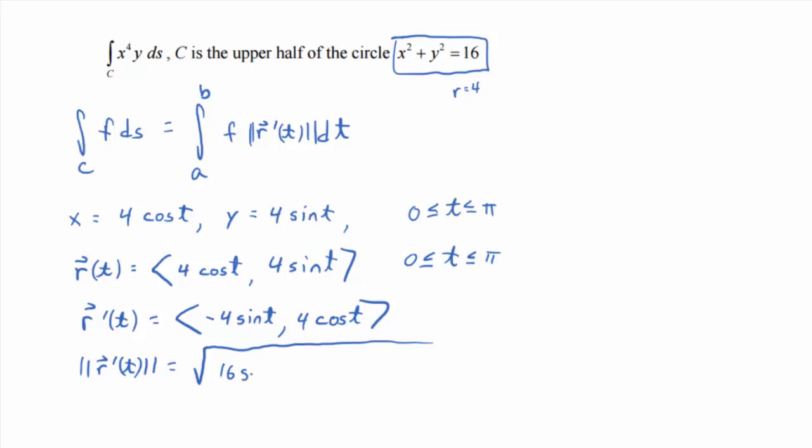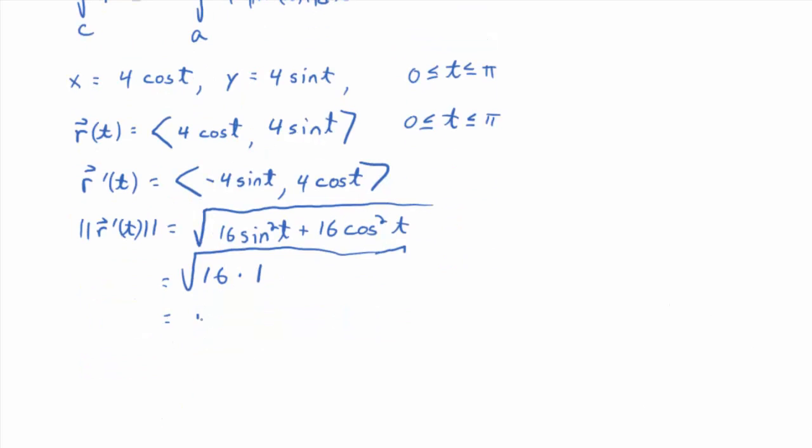16 sine squared t plus 16 cosine squared t. But of course, if you factor out the 16, what's left underneath the radical? Underneath the radical, what's sine squared plus cosine squared? 1, right? And then, of course, you get 4 when you take that square root.